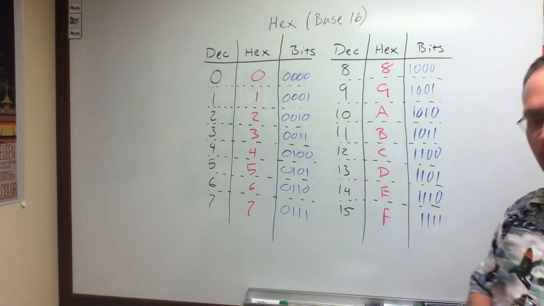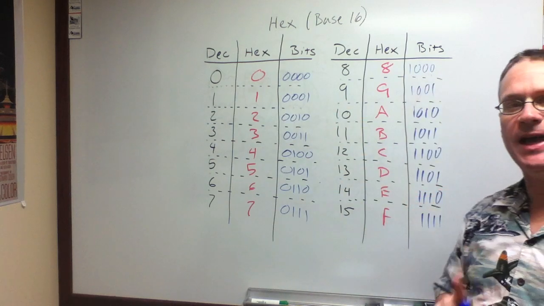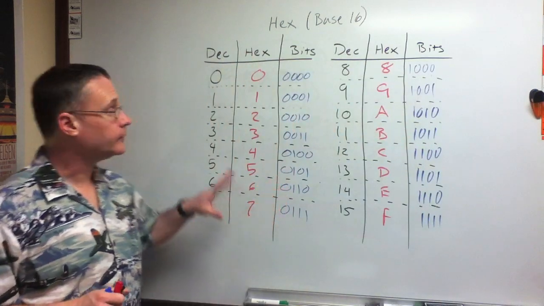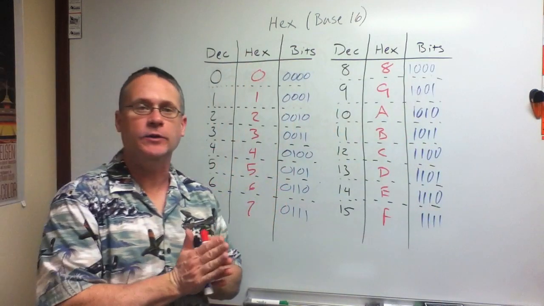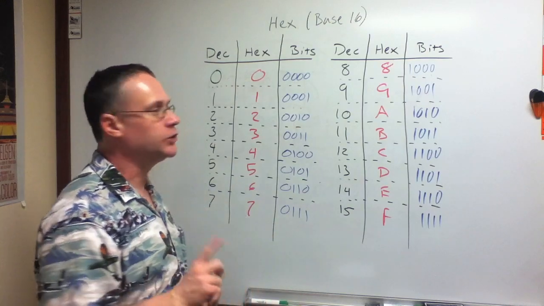Alright, so there are bit patterns associated with all 16 of the possible hex digits. That table's in the book, and you're going to need it. It'll come in handy when you're doing things like converting binary to hex or hex to binary, and we'll show you that later.